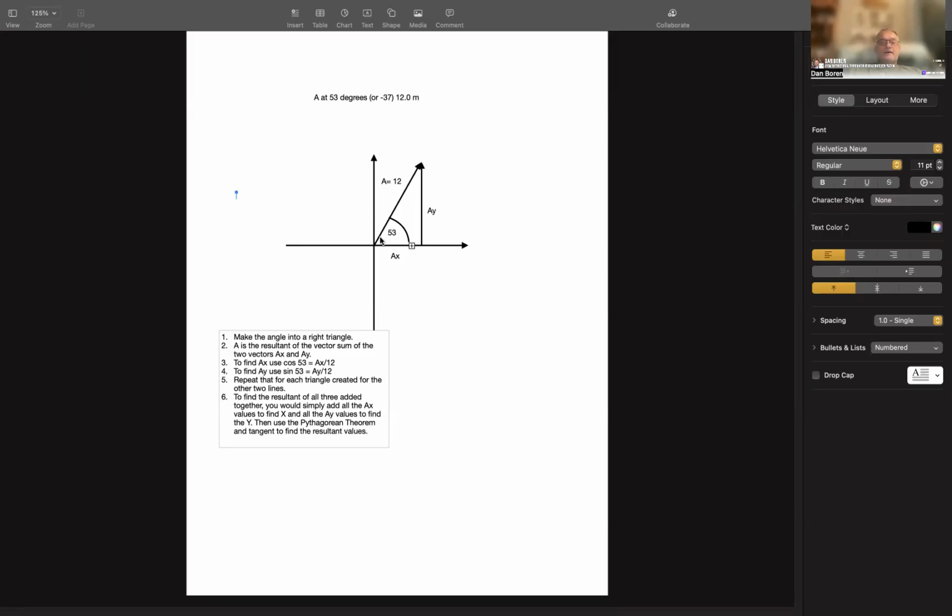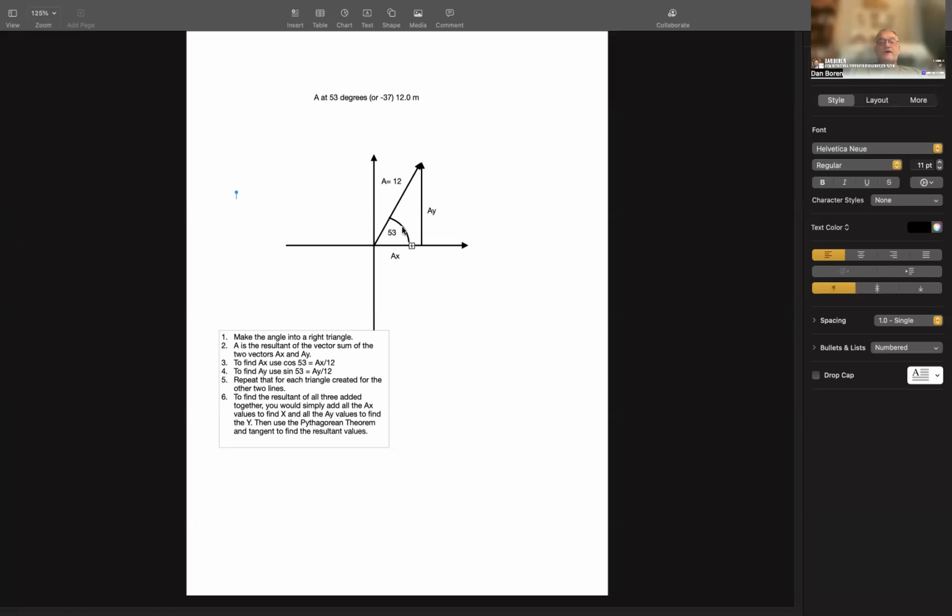And so this is just one of those. So this is that 12 magnitude at 53 degrees. To break this up, for A sub x, I would say cosine of 53 is the adjacent side over the hypotenuse. And so cosine of 53 equals A sub x over 12. Then I would solve that by taking the cosine of 53 times 12 to get A sub x right here.